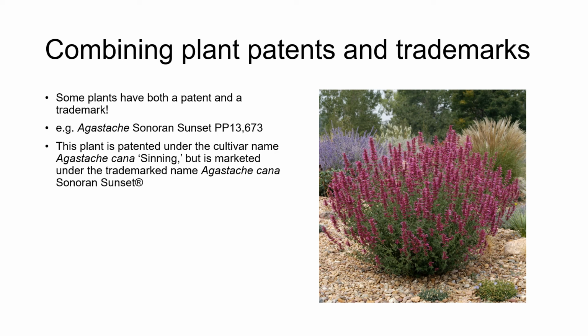And finally, some plants have both a patent and a trademark. This is getting really confusing. An example of this is the Agastache, pictured on the right. This is Sonoran Sunset, with plant patent number 13673. This plant is patented with the cultivar name Agastache 'Kanasinning'. Sinning is the last name of the breeder, but it's marketed under the registered trademark name Agastache 'Sonoran Sunset', which of course sounds much more appealing to consumers. But I have no idea why this plant couldn't have been patented in the first place with the name Sonoran Sunset.